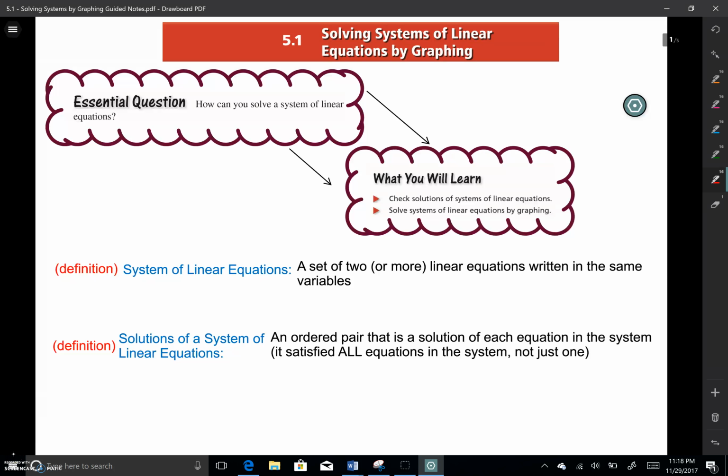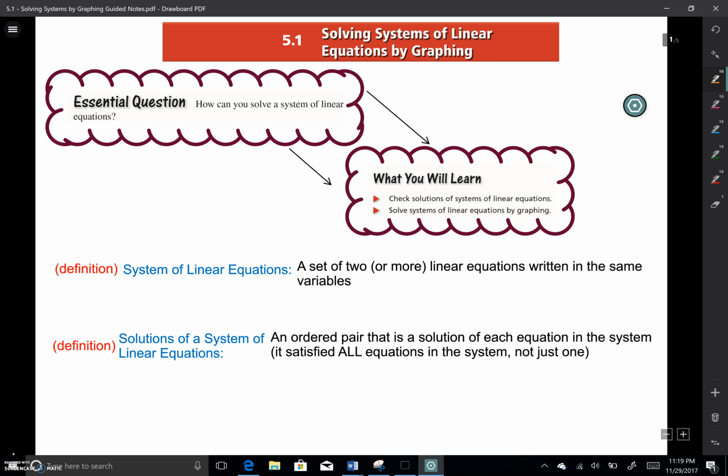Welcome to Lesson 5.1, Solving Systems of Linear Equations by Graphing. This lesson is actually very similar to the lesson that we just did, Solving Systems of Inequalities. The major difference is that before, we were dealing with inequalities, meaning less than or greater than signs. Now we're going to be dealing with equations, which means equal signs.